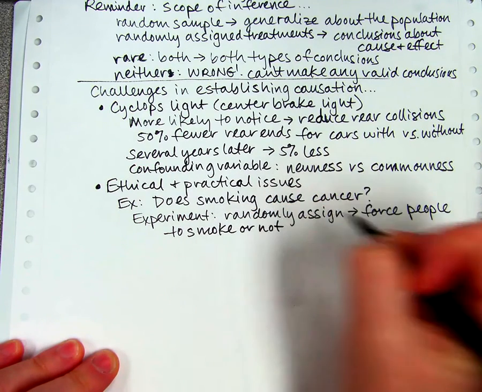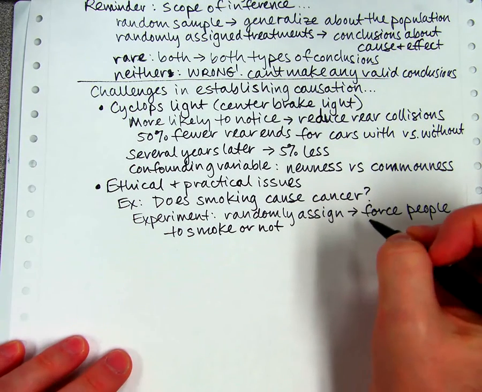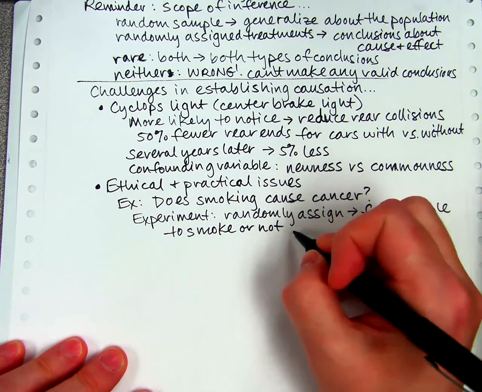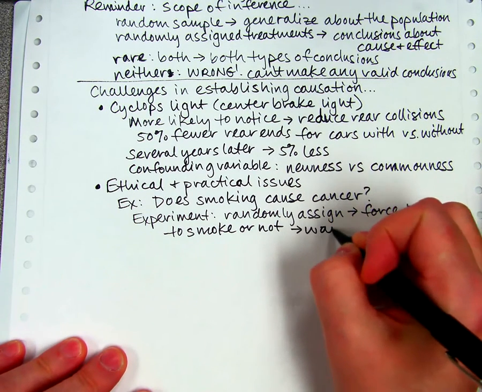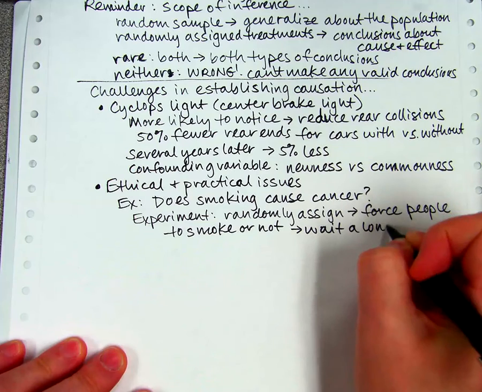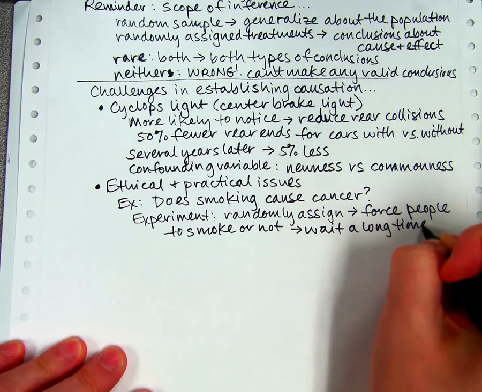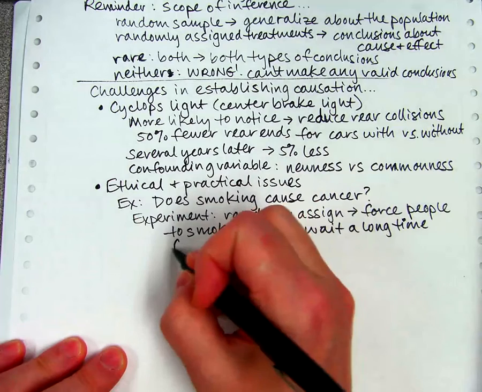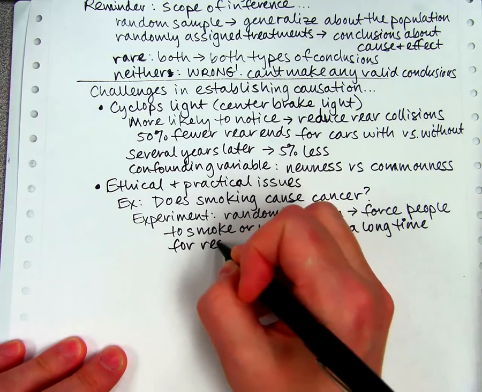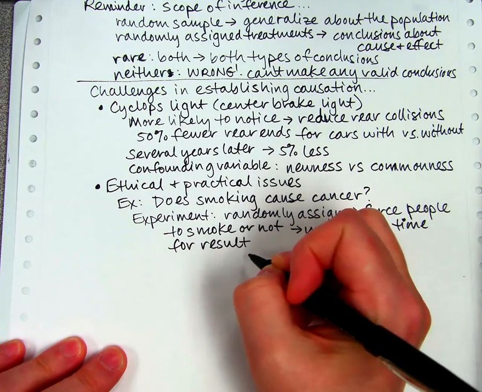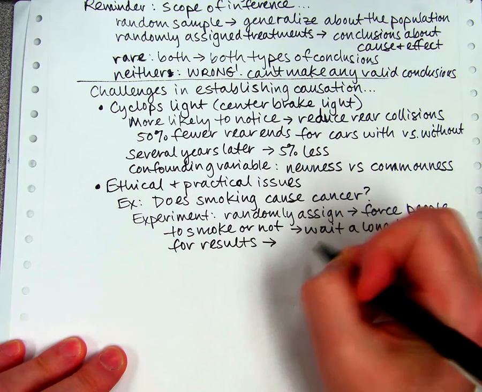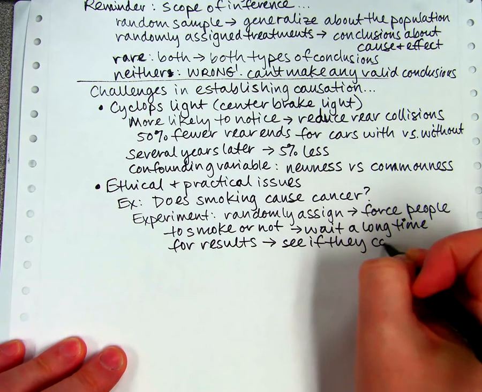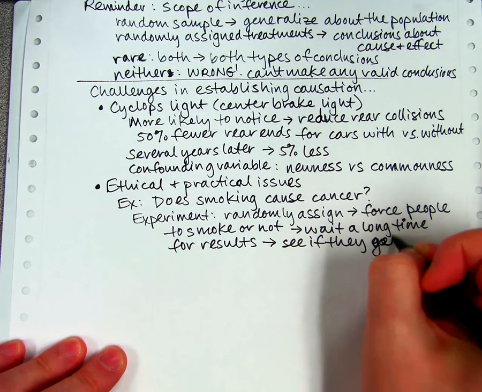And then you'd have to force them to do that for a long time, because probably a long time would be better, because it might take them a while to get cancer, right? And then you'd have to wait a long time for results. And these people in the study, I hope that you would tell them what was going on, but they'd be waiting to see if they get this life-threatening disease or not. See if they die or see if they get cancer. That just sounds really bad.